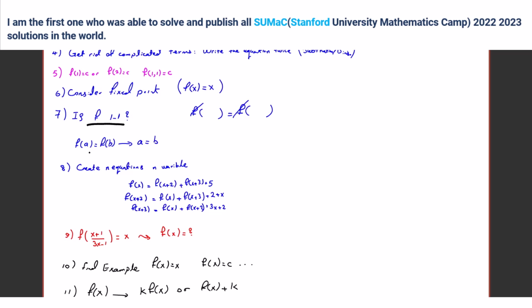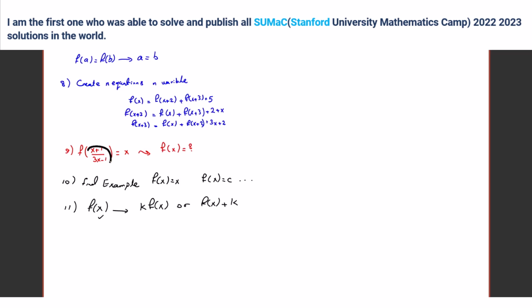If f is 1 to 1, do you agree if f of a is equal to f of b, we can conclude a is b? It means that you can cancel f's, right? Sometimes also this idea is useful, you should create an equation in variables, okay? And then find f of x. I will tell you similar problems. Sometimes, for example, you have something like this, you should calculate f of x. Sometimes you should check some examples to see do they work or not. For example, check if f of x equals x works, f of x a constant works or not. Sometimes you should change f of x to k f of x. I will tell you in problems what they are.